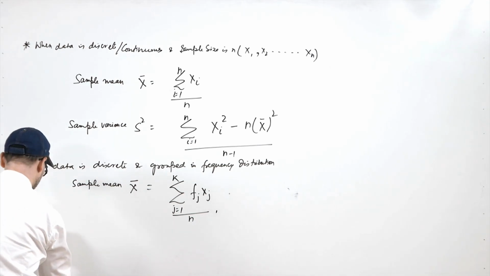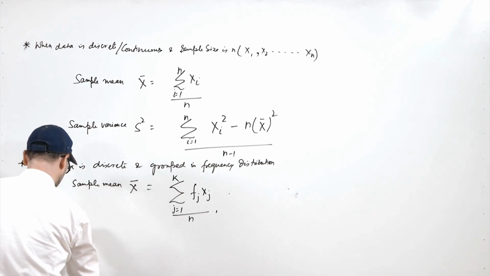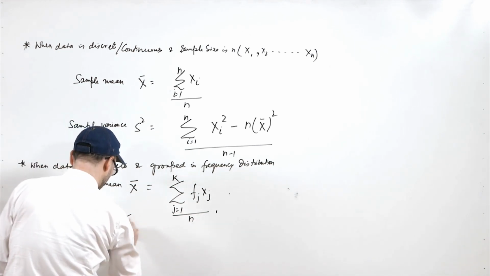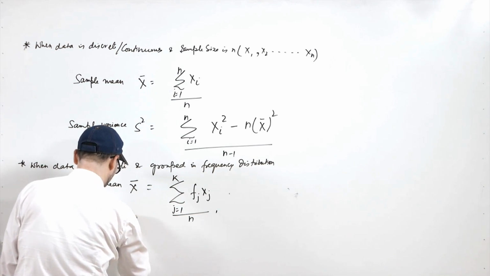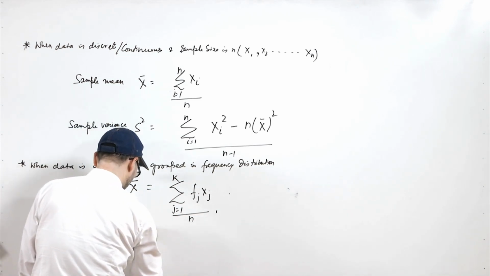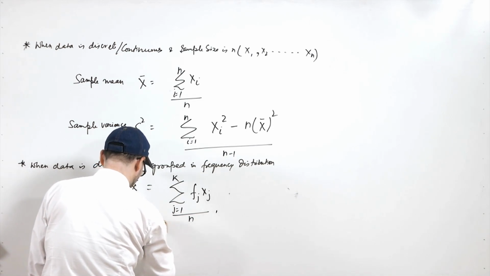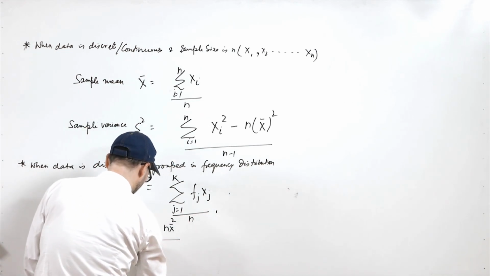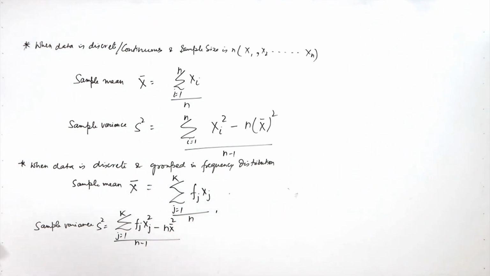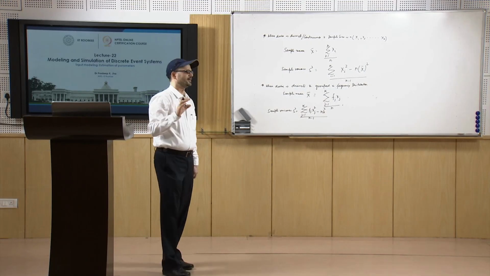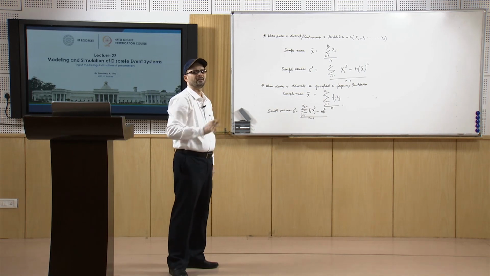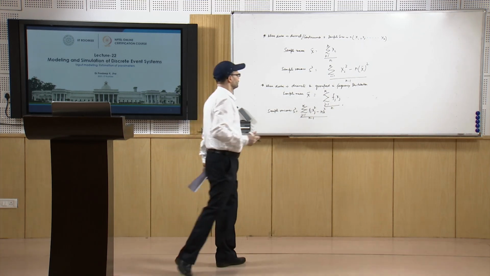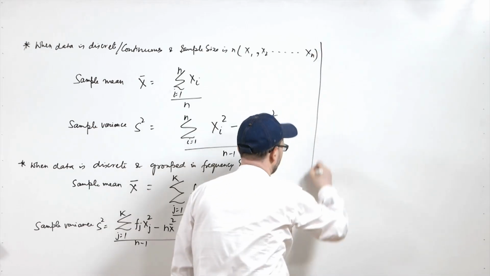So, the sample variance S square will be the summation j equal to 1 to k of f j x j square minus n x bar square, again divided by n minus 1. So, this is how the sample mean and sample variance will be calculated when the data is discrete and grouped in a frequency distribution. Now, many a times you need to have the intervals. So, what to do when the data is in that form?